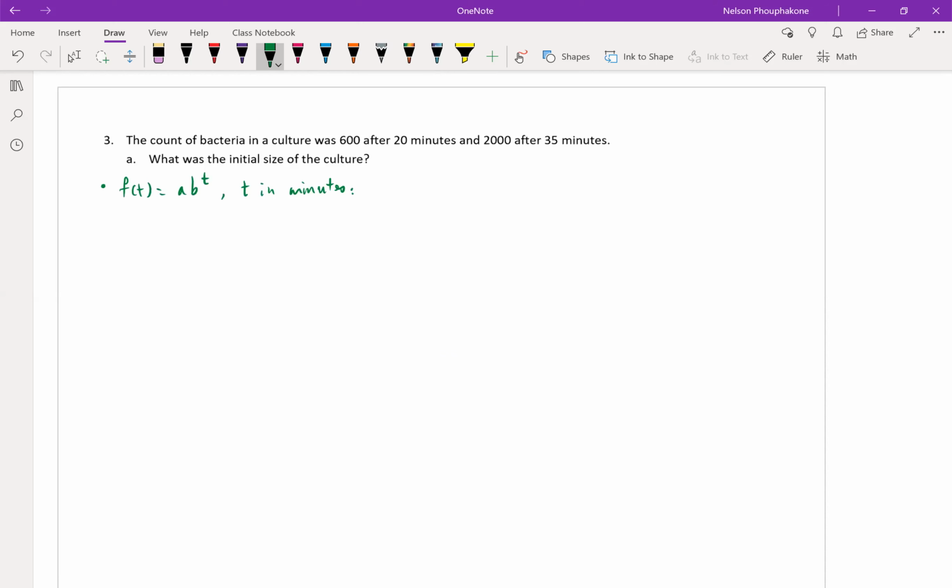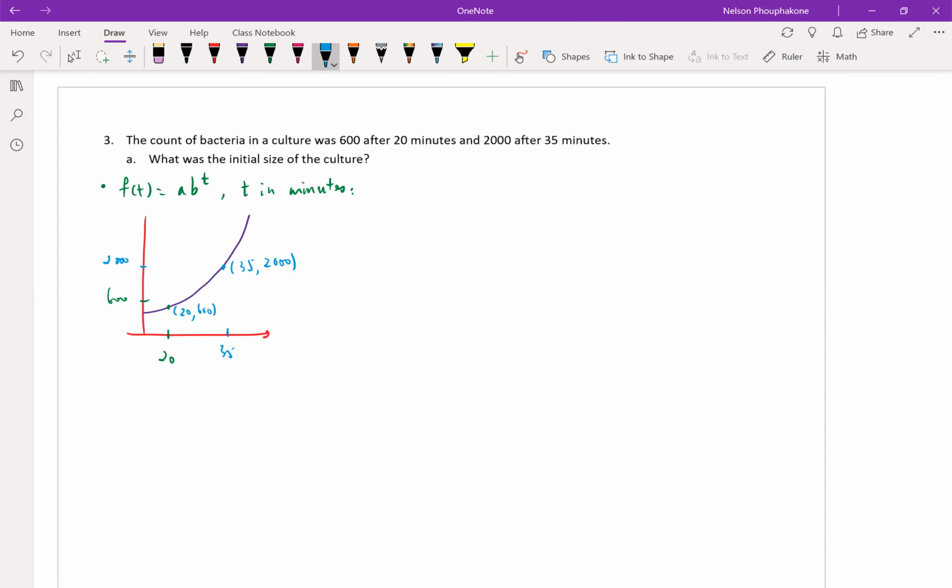Okay. And then now what information do I know? I know that to this one right here, the model is increasing. Okay. And one thing about this is at 20 minutes, my bacteria is 600. And then another is when t is 35, my bacteria is 2,000. Okay. So meaning right now I actually have 2 ordered pairs.